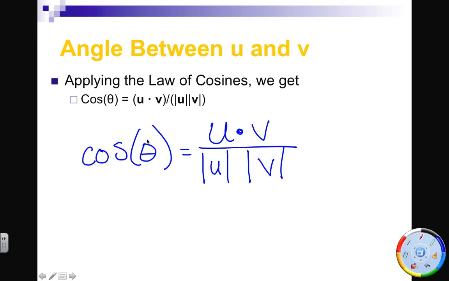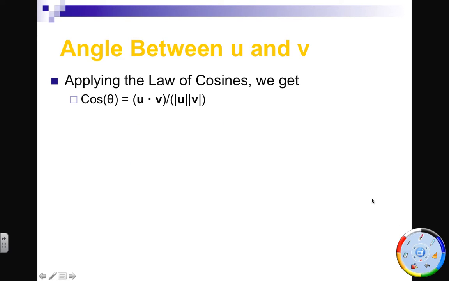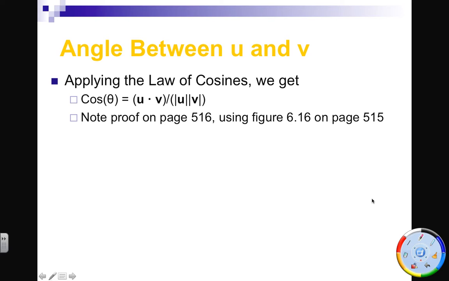And then if I wanted to find theta, obviously we'd take the cosine inverse of this thing. What I want you to make a note of here is that u dot v is a number, the magnitude of u is a number, and the magnitude of v is a number, which means this entire fraction is just a number. So I can take the cosine inverse of just a number. That's not a big deal. And again, I said something about the proof. There's a proof on page 516. You could think about it. I'm sure most of you could figure it out, or some of you at least.